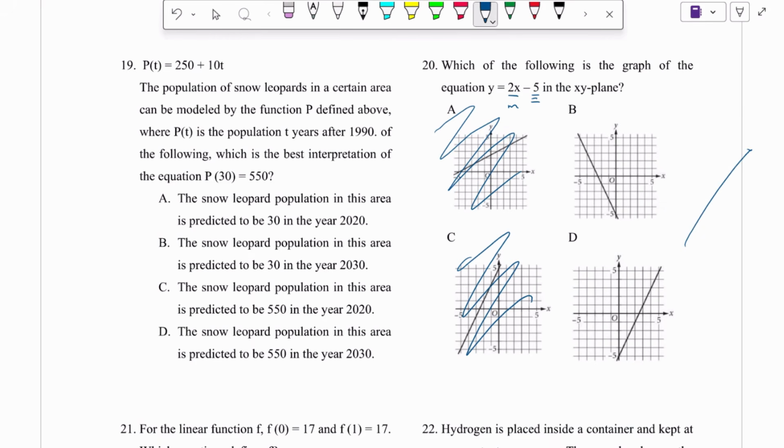Well, line B isn't going up, but it does have a y-intercept of -5. It has to be D because I got a -5 y-intercept. I have a positive slope. And if I look really closely, I can see it's going up 2 over 1, up 2 over 1.